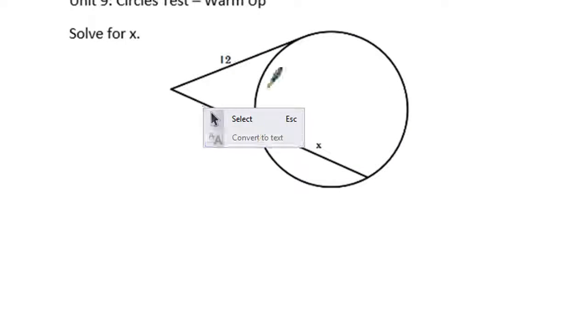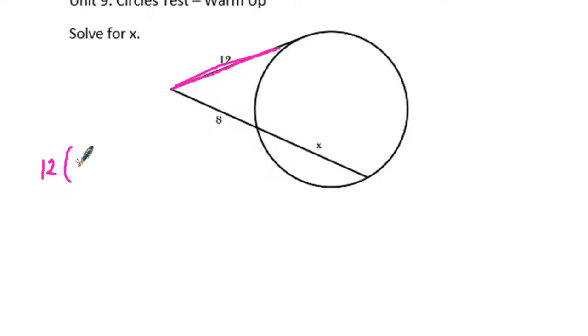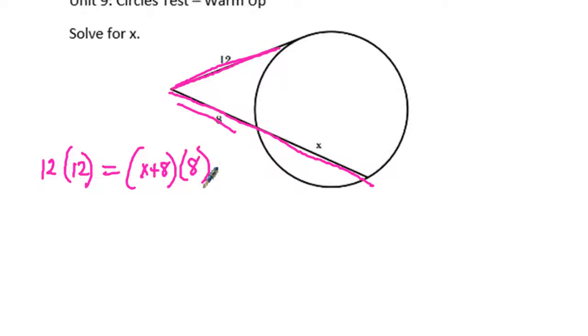In this scenario, there are segments outside of the circle, so this would also be whole times the external, except that was a tangent, so 12 is the whole and 12 is the external. And the other segment would be whole is x plus 8, external is just 8. 144 equals 8x plus 64. Minus 64 on both sides, that's 80 equals 8x. X is 10.